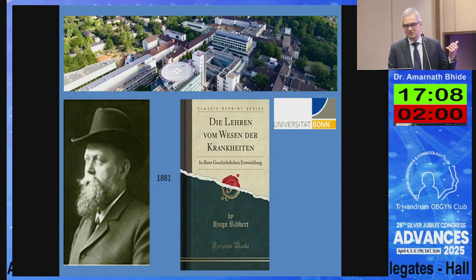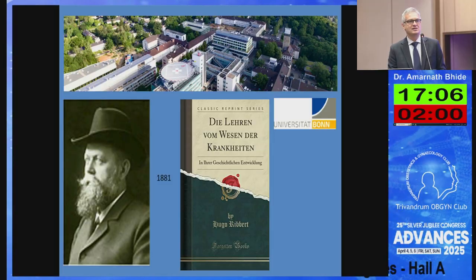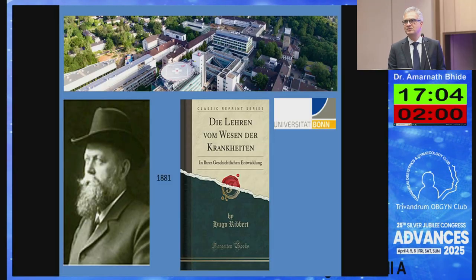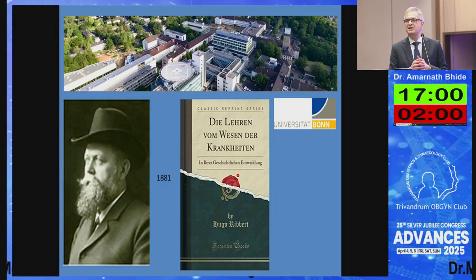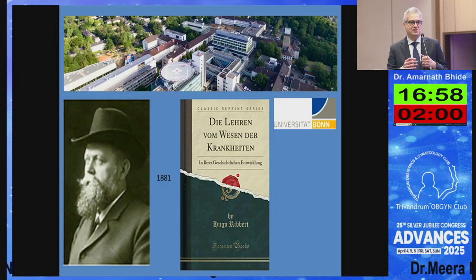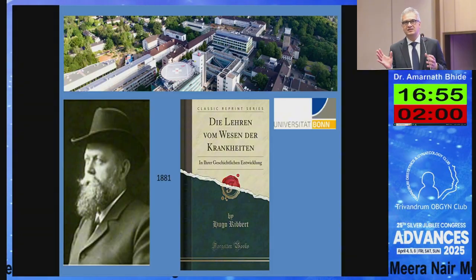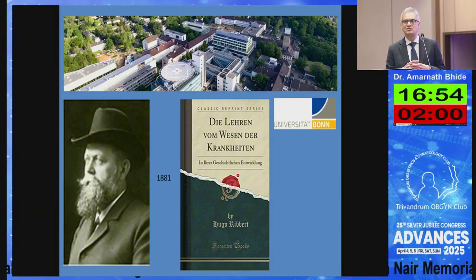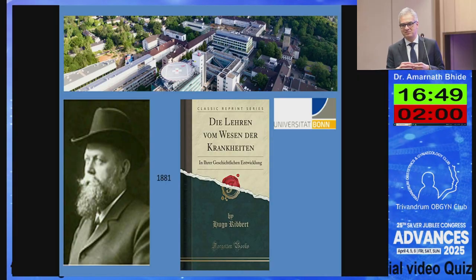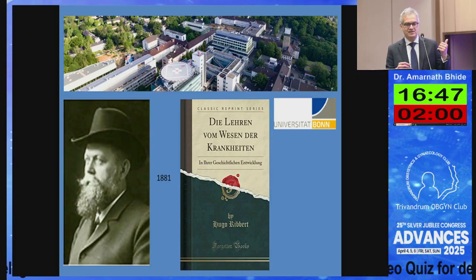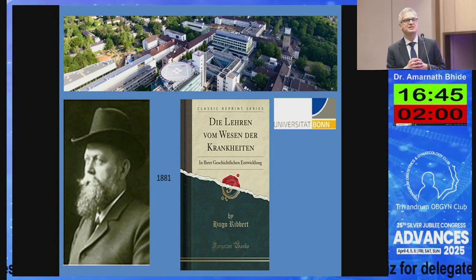The picture that you see in front of you is Hugo Ribert, who is a pathologist working in Germany. And he observed enlarged cells, and he called them cytomegalia. That's where the name comes from. And he identified this in the year 1881.